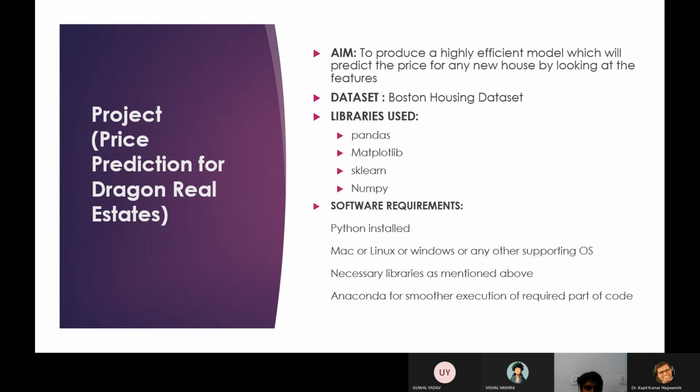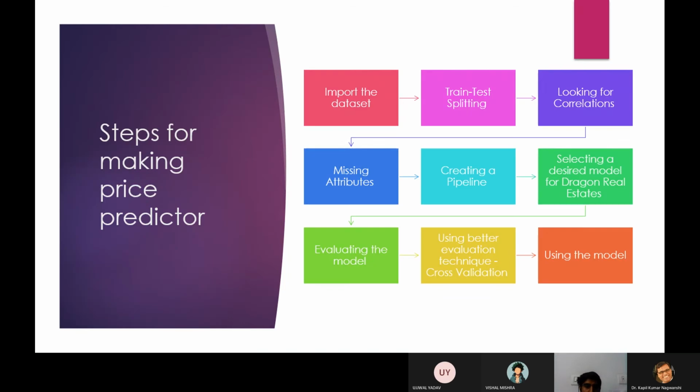So now we come to the project. My project was on price prediction for Dragon Real Estates, which is an imaginary real estate company. The aim was to produce a highly efficient model which will predict the price for any new house by looking at the features. The data set was the Boston housing data set, which is taken from the internet, and the libraries used are pandas, matplotlib, sklearn, numpy. The software requirements are Python, Mac or Linux, Windows, any necessary libraries, and Anaconda for smoother execution of a part of the code.